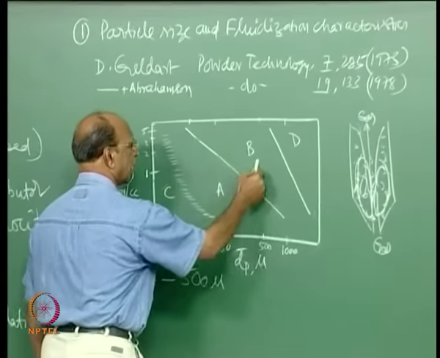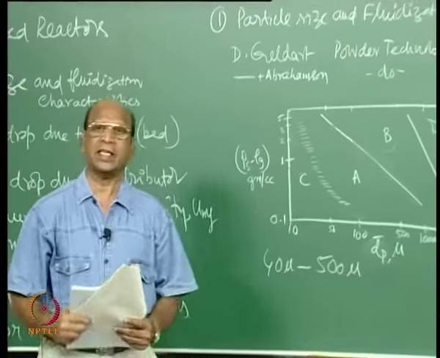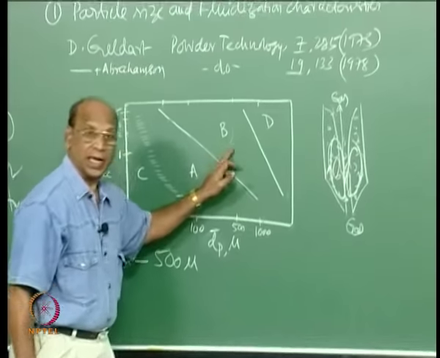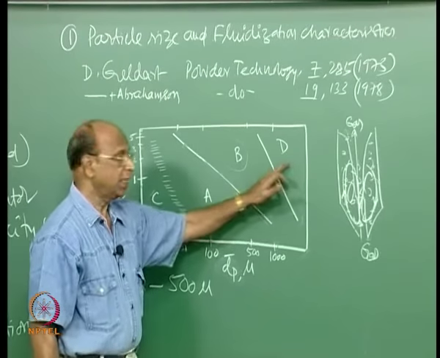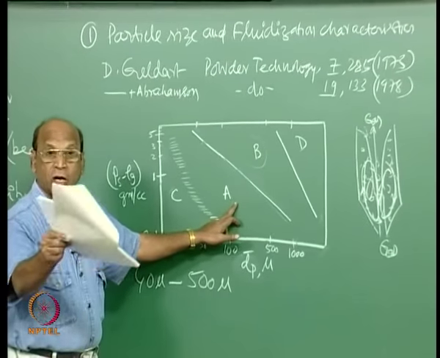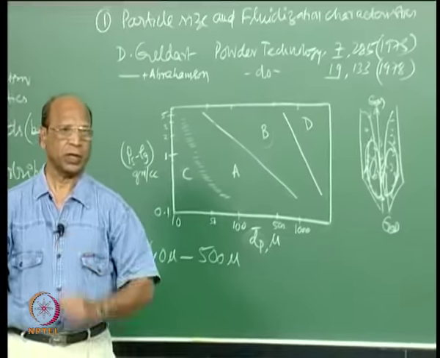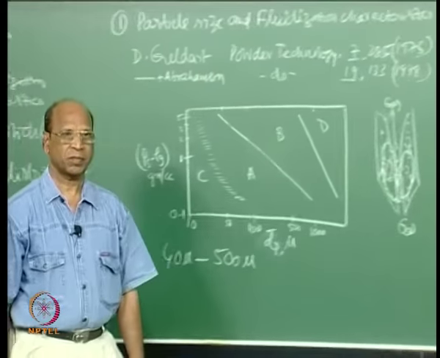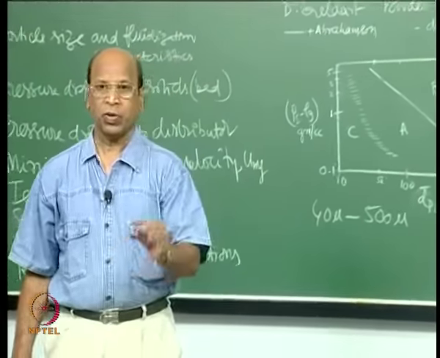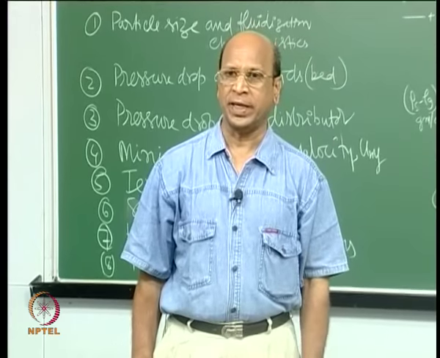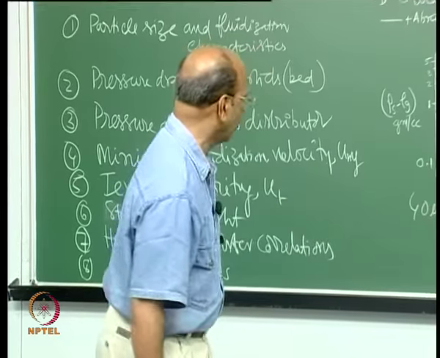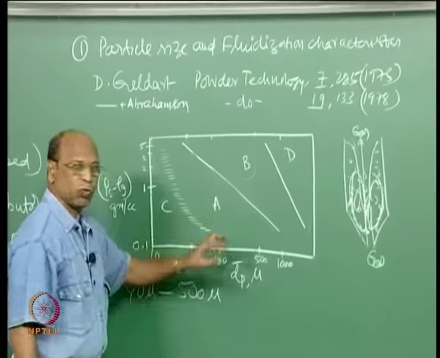The moment you know that you are in group B, then we know that it is sand-like particles, good fluidization, but the bubbling is vigorous here. Here it is exploding bubbles, here it is vigorous bubbles, and here small and smooth bubbles. Which do you prefer? This one. Because a large number of small bubbles is good for us, because that is how the contacting between solids and gas will improve. That is why this gives a wonderful picture for us.